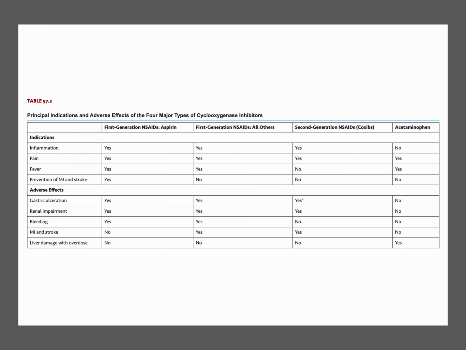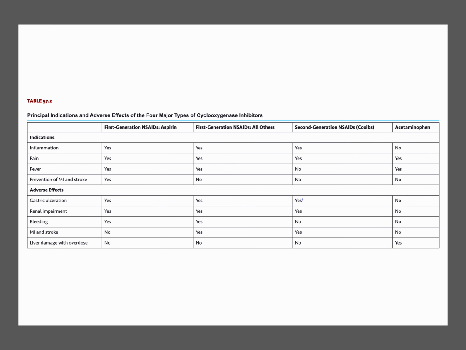Acetaminophen may bring down a fever, but it's not going to provide prevention of MI and stroke. Now, looking at adverse effects, acetaminophen will not have an increased risk for gastric ulceration or renal impairment. So for patients that have GI implications or renal implications, that you still need to have a way to bring down fever or pain, you may want to use acetaminophen versus an NSAID.